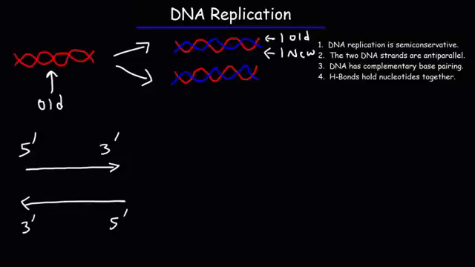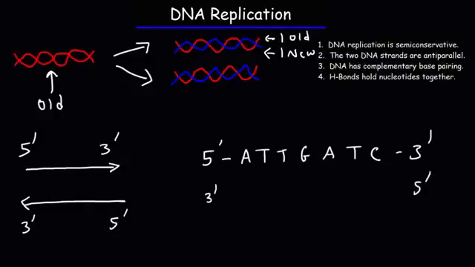Now, the DNA strands are also complementary. They have complementary base pairing. So for instance, let's say that the nucleotide sequence of the first strand is A, T, T, G, A, T, C. If we know the sequence of one strand, we can predict the sequence of the other strand.